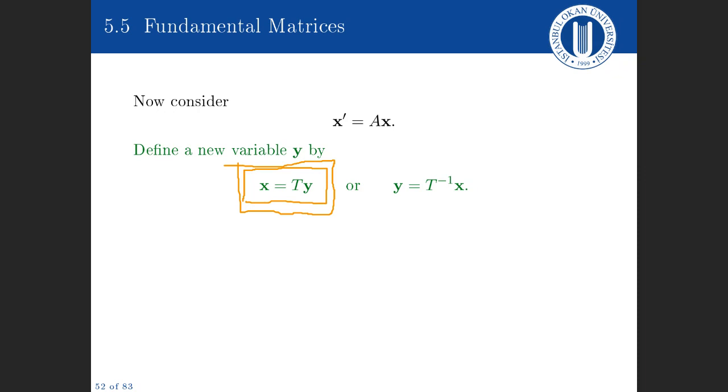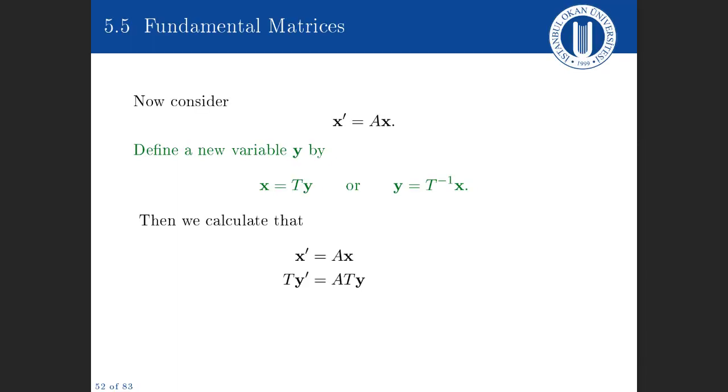Let me explain why we're doing this. If we do this, then x prime is equal to Ax is the same as saying Ty prime is equal to ATy.